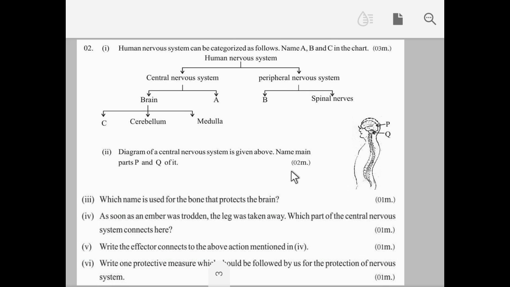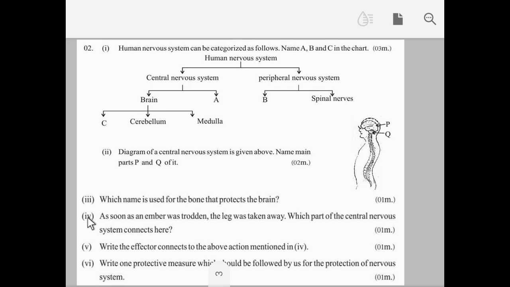Okay. Third one, which name is used for the bone that protects the brain? The bone that protects the brain is called the skull.